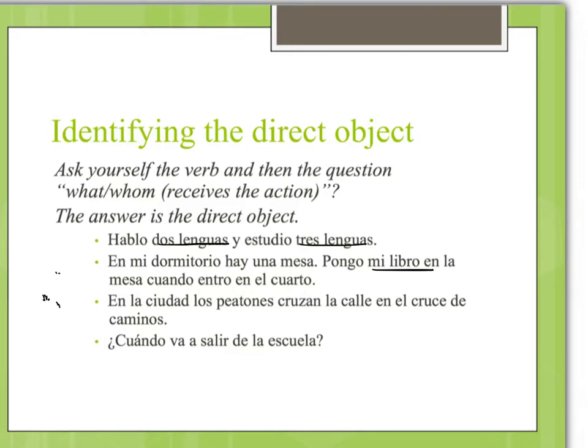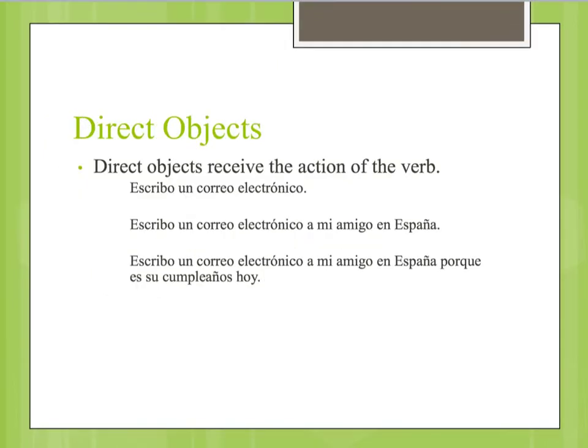In the next example, en la ciudad, los peatones cruzan la calle en el cruce de caminos. Cruzan is the verb, and then you ask yourself, cross what? La calle. That would be your direct object. Right? And in the last example, there is no direct object. Cuando va a salir de la escuela? Nothing receiving any kind of action, so no direct object. So direct objects have to be the receivers of the action.